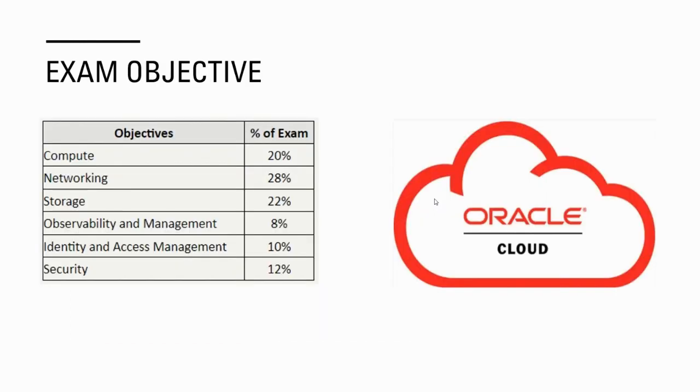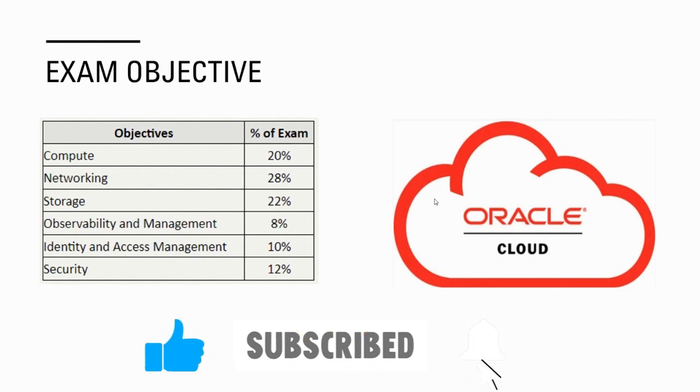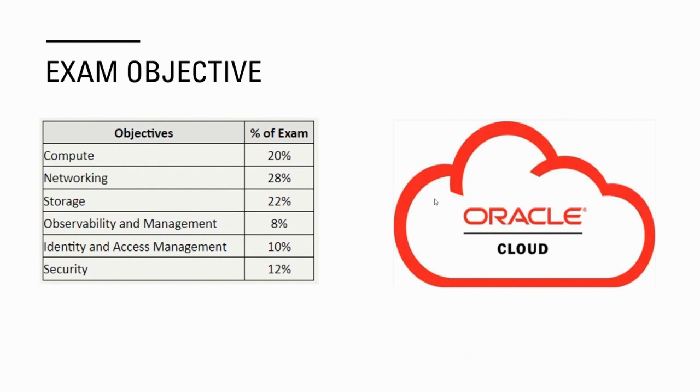Exam objective. This exam is divided into six categories or six components. First is compute, then networking, storage, observability and management, identity and access management, and security. If you see this table, you can see compute, networking, and storage carry more weightage than the rest of the three. But I recommend you go through all the topics, learn about them, and then go for the exam.